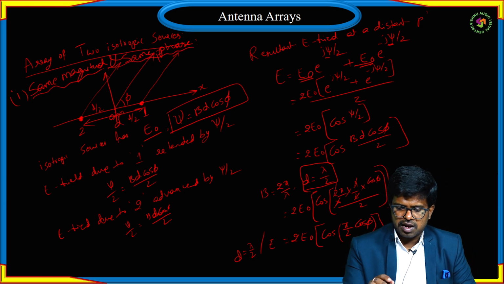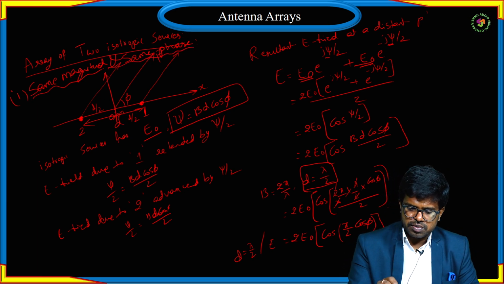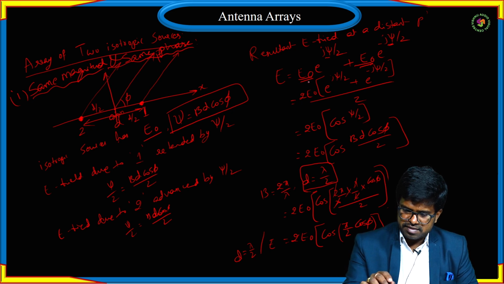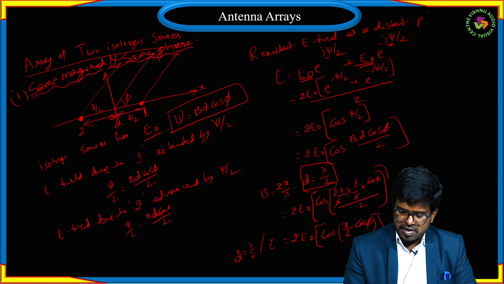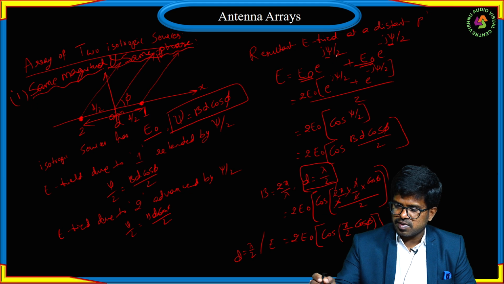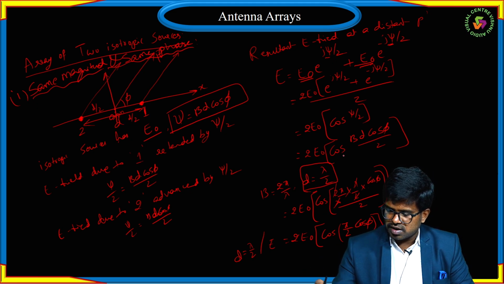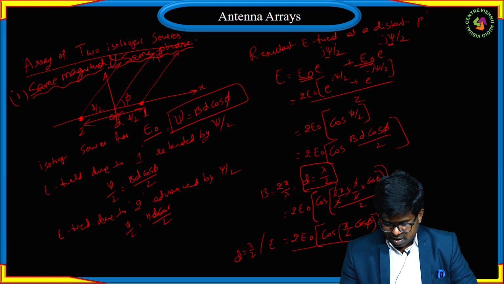Now all of you see here, we have taken two isotropic sources with the same magnitude E0 and the same phase psi, and one is retarded by psi by 2, and the other is advanced by psi by 2. So we have written E0 e power j psi by 2, E0 e power minus j psi by 2. If you do the equation, you get the resultant equation like this. There you have substituted beta equal to 2 pi by lambda, d equal to lambda by 2. Then if you substitute these values, you get the resultant equation 2 E0 cos of pi by 2 cos phi.